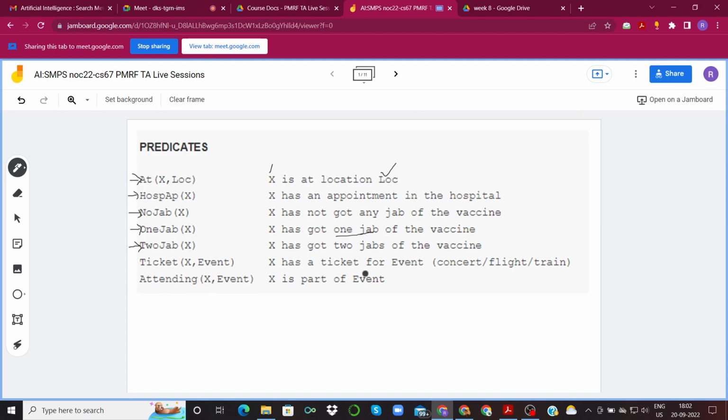I am just telling the descriptions or some details about a problem domain, a simple problem domain that we are going to deal with today. So basically these are some predicates. TwoJab(x) similarly means that a person x has got two jabs of vaccine. Ticket(x, event) means that x has a ticket for a certain event. The event might be a concert or a flight or a train, whatever. And Attending(x, event) means that x is a part of the event, whatever that event might be. So these are our predicates that we are going to deal with.